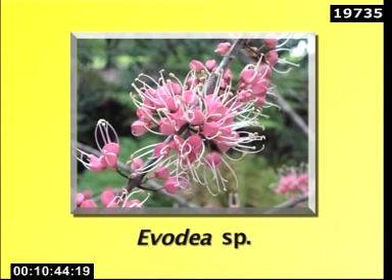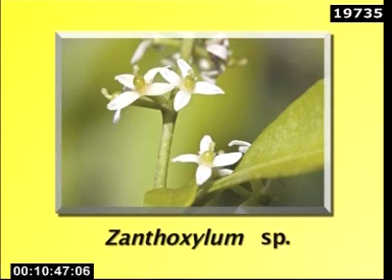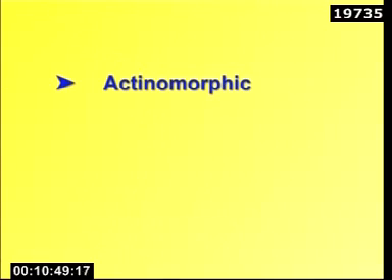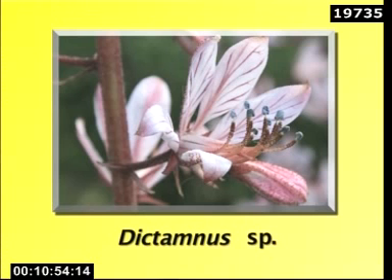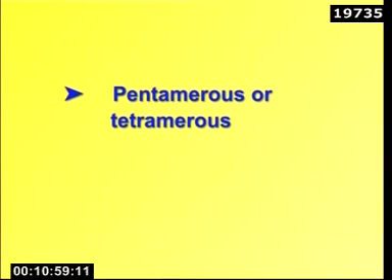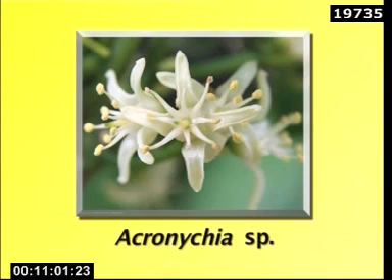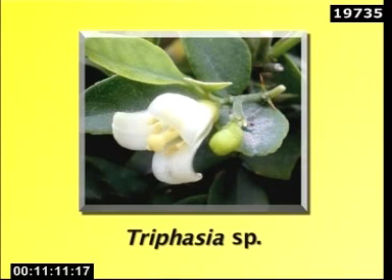They are usually bisexual or rarely unisexual, as we can see in Toddalia, Evodia, Xanthoxylum, etc. The flowers are usually actinomorphic, or rarely they are zygomorphic, as we can see in Dictamnus. The flowers in Rutaceae are pentamerous or tetramerous, as in Acronychia. Rarely we can find trimerous flowers in the members of family Rutaceae, as in Triphasia.